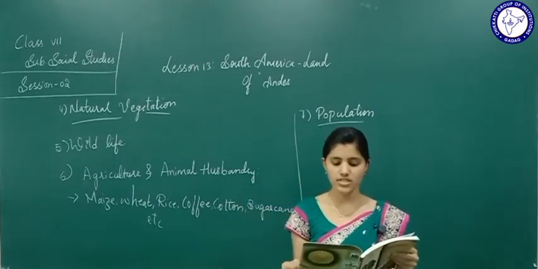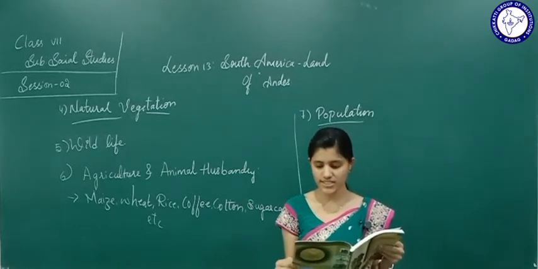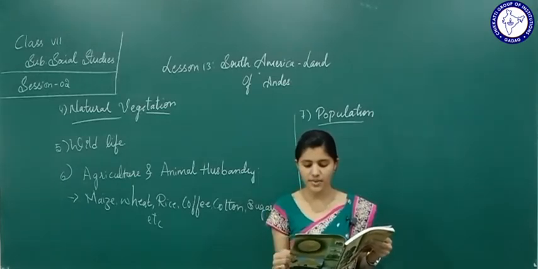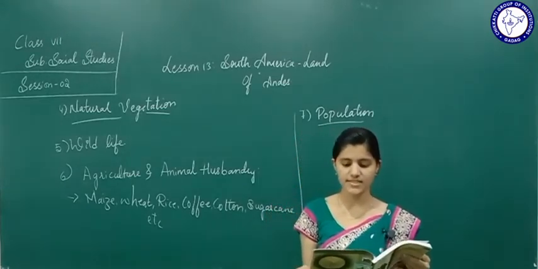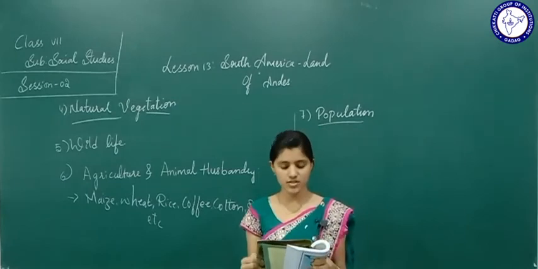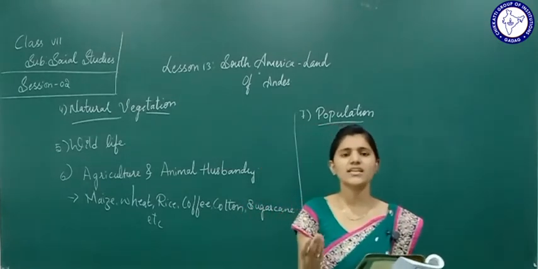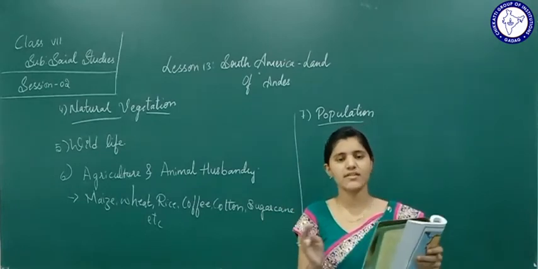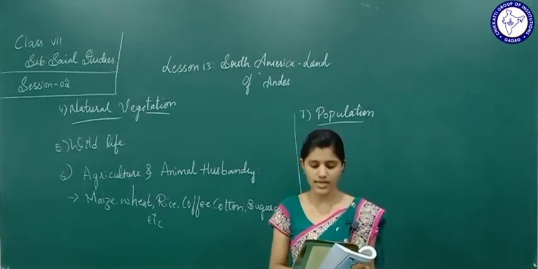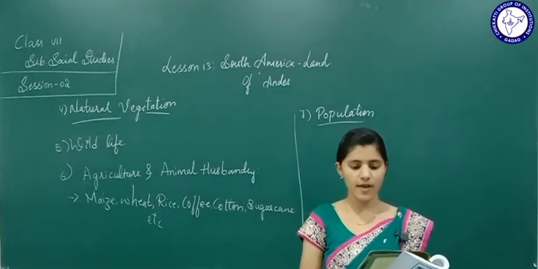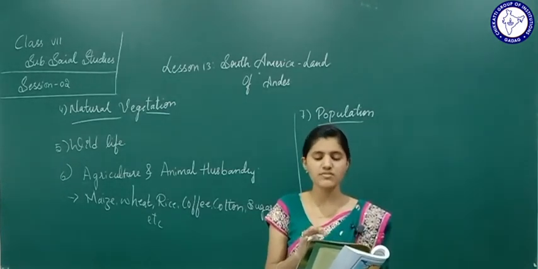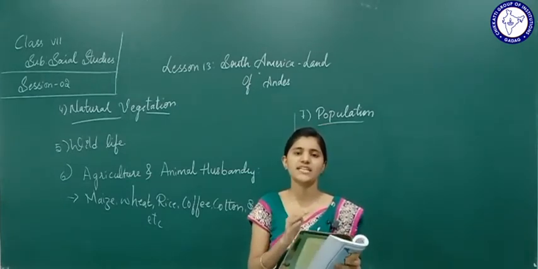The dense forests of Amazon, Andean mountains, deserts of Atacama and Patagonia are very sparsely inhabited. See, in these dense forests of Amazon, Andean mountains, and deserts of Atacama and Patagonia, there is a very small number of inhabitants. We can find a very low population there. Gran Chaco and Guyana highlands are also sparsely inhabited, with a very small number of inhabitants.